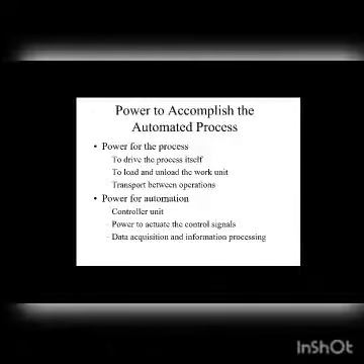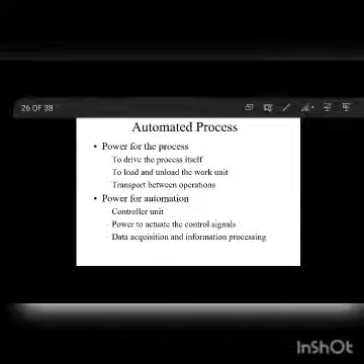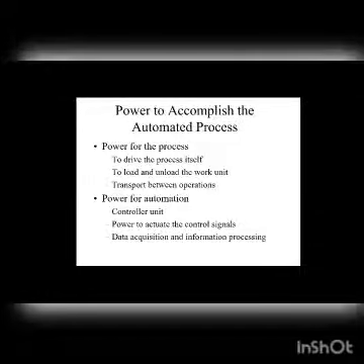The first one is the power to accomplish the automated process. So, power is required for driving the process itself, to load and unload the work unit, and to transport between operations. That is one requirement, and the other requirement will be the power for the automation, for the controller unit to actuate the control signals, to acquire data and process the information. So, a power requirement is there for both the process and for the automation.